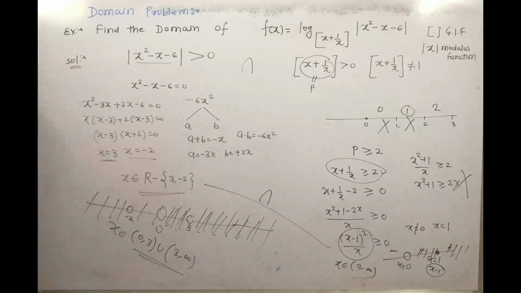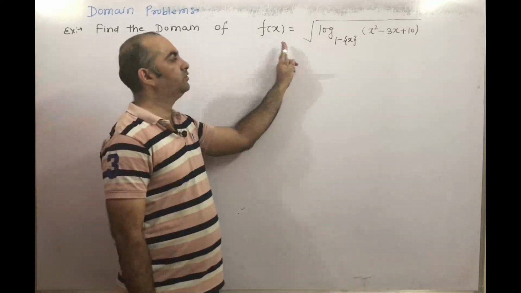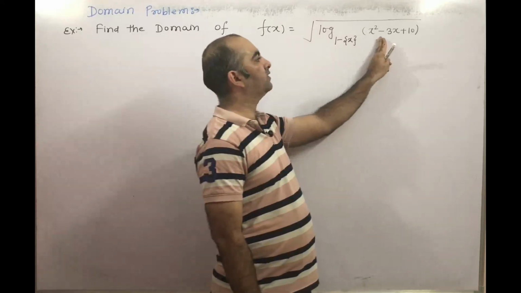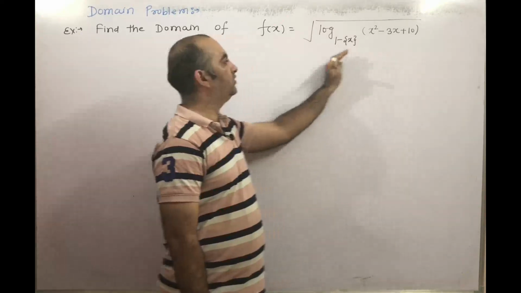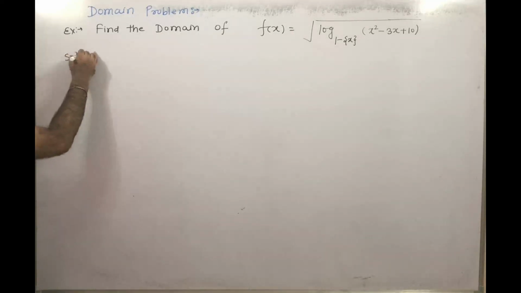Next problem is: find the domain of f(x) equal to root over log of (1 minus fractional part of x) into (x square minus 3x plus 10). So this one, we have to find the domain. Now the solution. So first thing is what?